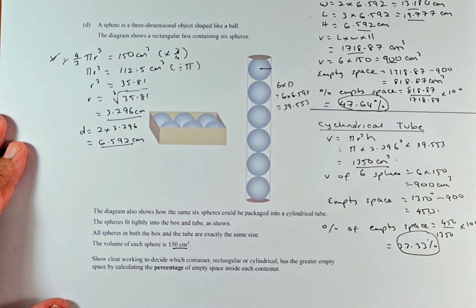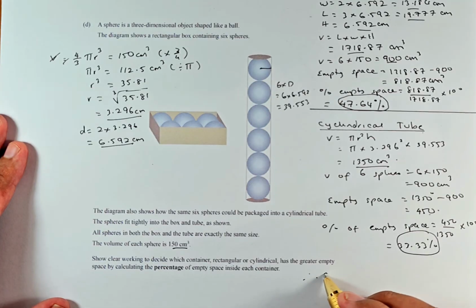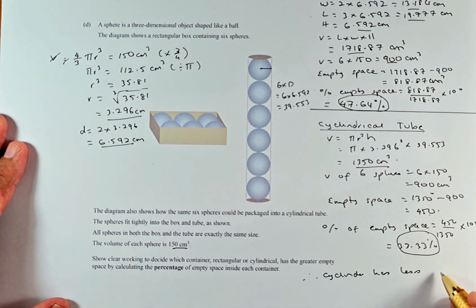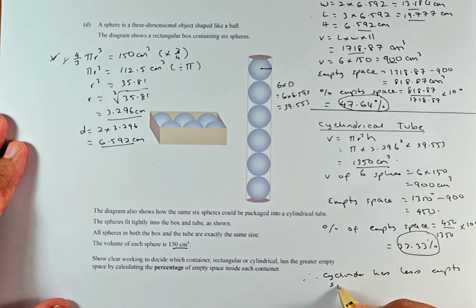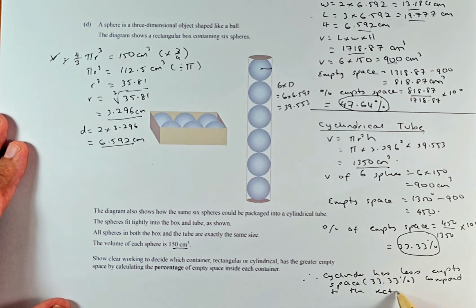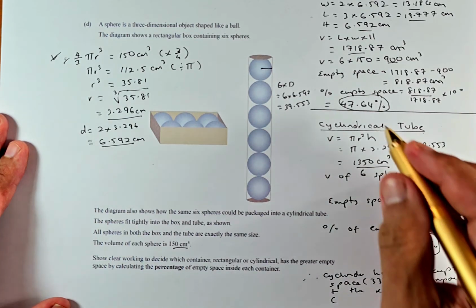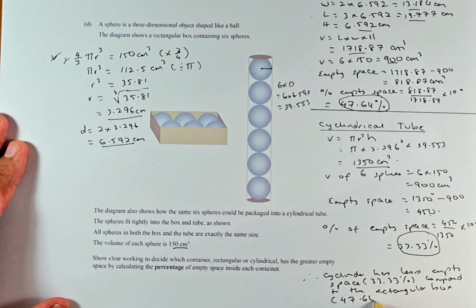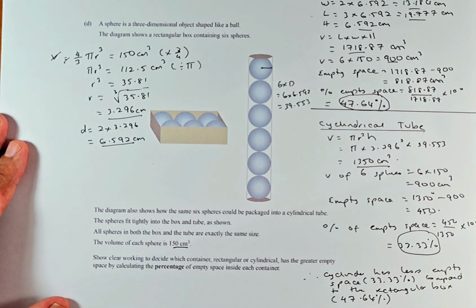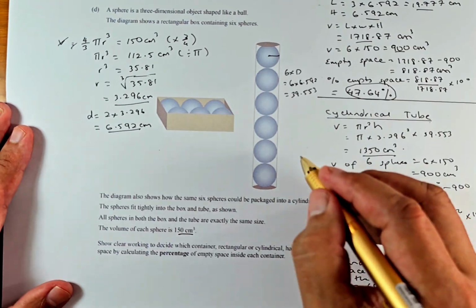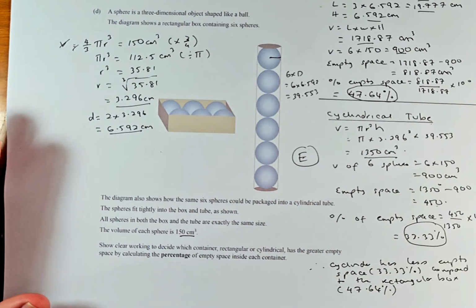So we can conclude that the cylinder has less empty space, which is 33.33%, compared to the rectangular box, which had a percentage of 47.64%. So that is the whole working, very long, and that is an excellence in this paper. Cheers everyone, and have a great day.